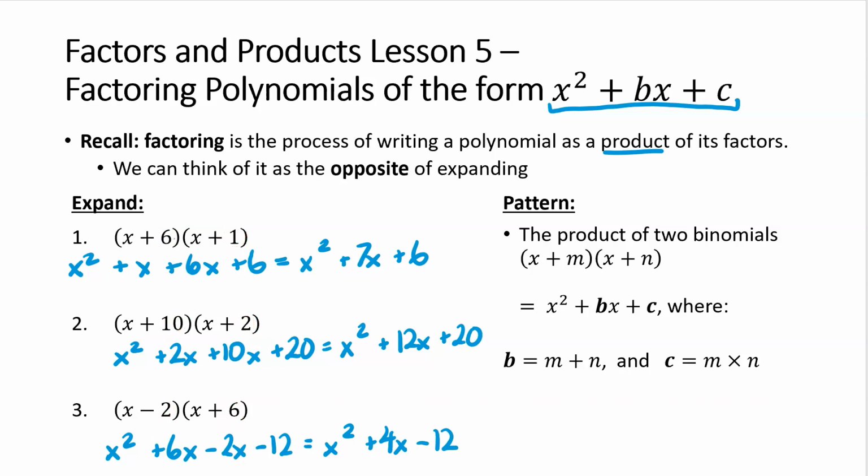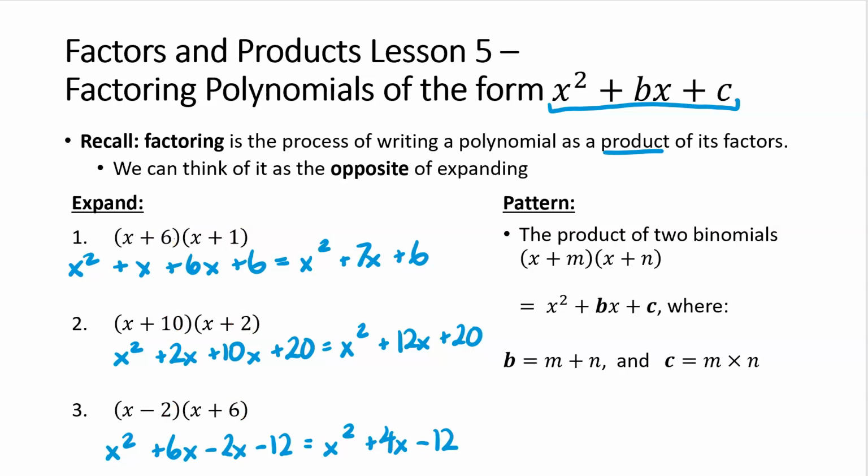Okay, so what about the last term, the 6? Well, if the middle term was the sum of the 6 plus the 1, that last term is the product. So it's 6 times 1 is 6. Or 10 times 2 is 20. Or negative 2 times 6 is negative 12.